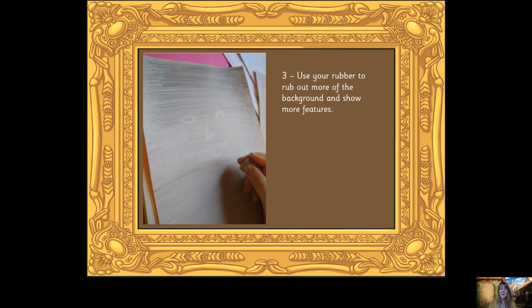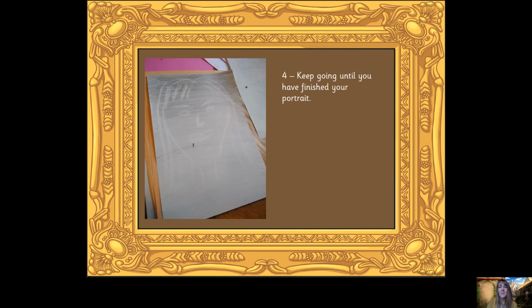Right then, number 3, adding more features. Pause the video and do that here. Now we're ready for step 4. And then you just keep going and you're going to add more and more to your portrait using the rubber. I've added eyebrows, I've added my hair. You can see the outline of my face.